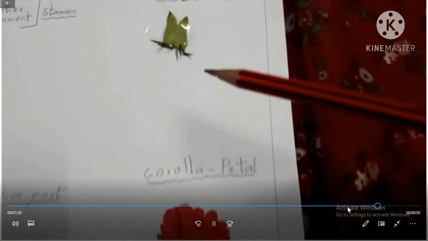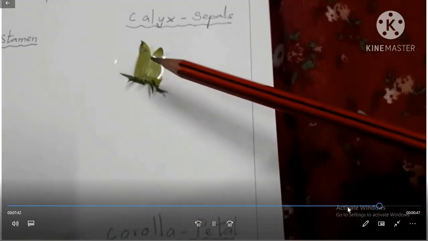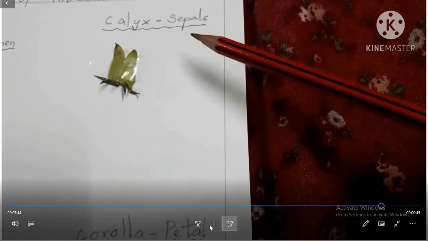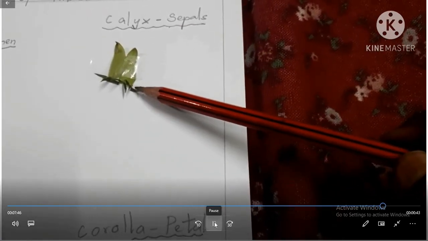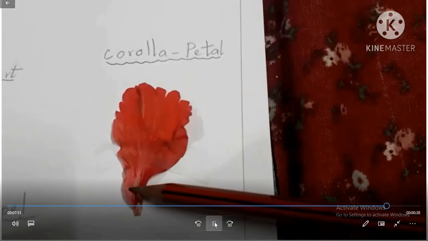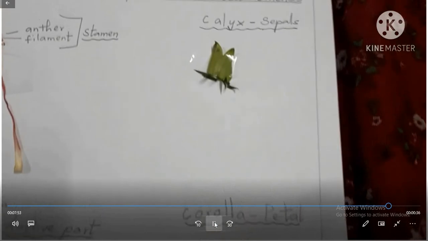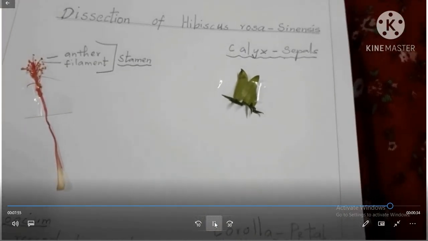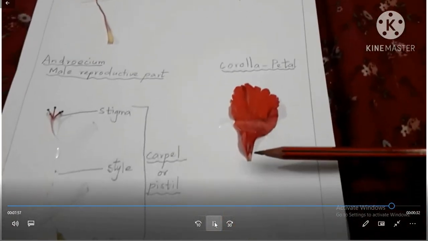Now coming to the calyx, which we separated, it's either called calyx or sepals. You can stick this here, and below that you can write petal or corolla, and you can stick a petal. This is how you will present the dissected parts of the flower.